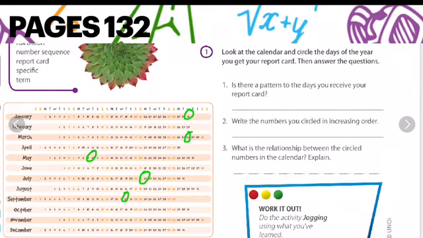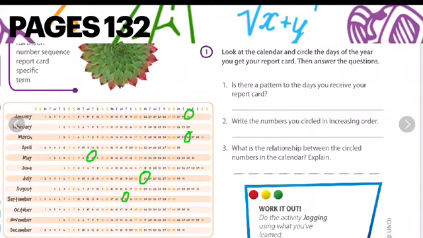So it says, is there a pattern on the days that you receive your report card? Maybe there is, maybe there's not. It depends. We will check this out, okay? Number 2, write the numbers you circle in increasing order. Increasing, okay, so it means from the lowest number to the highest number. This is an example, okay? It doesn't match with this information over here, obviously not, but it's just an example of how you have to organize the numbers, from the lowest number to the highest number.